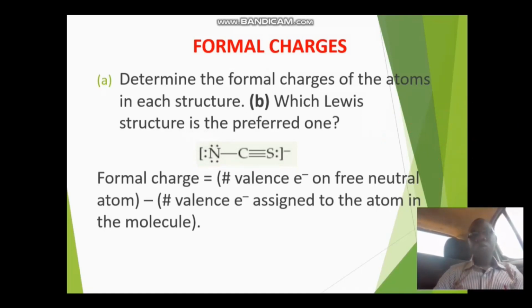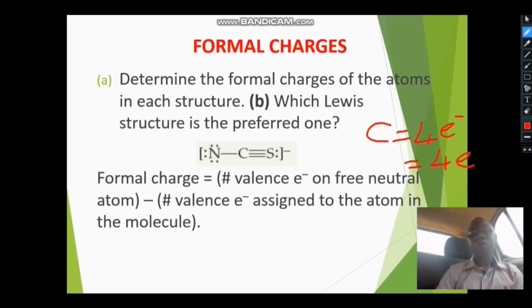For carbon, we know the valence electrons is 4 electrons. But what of in this molecule? How many electrons are assigned to carbon? Remember, if there is a bond, we need to divide. So carbon here has 4 bonds. If you divide these 4 bonds, instead of saying it has 8 electrons, it will have 4 electrons. So 4 minus 4 is 0. The formal charge of carbon is 0.